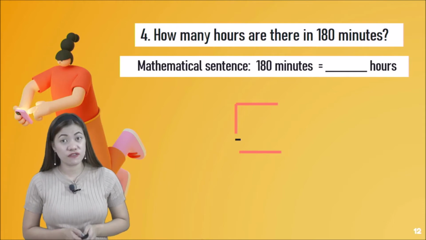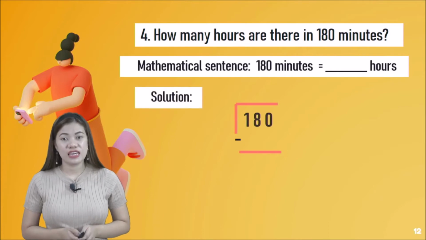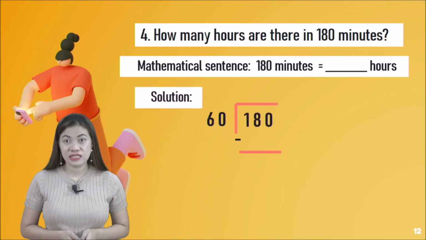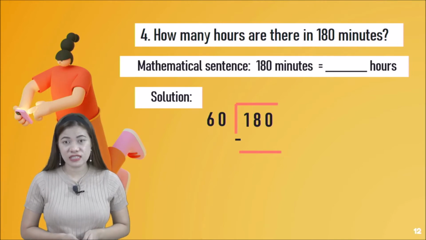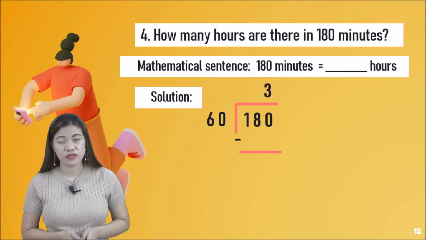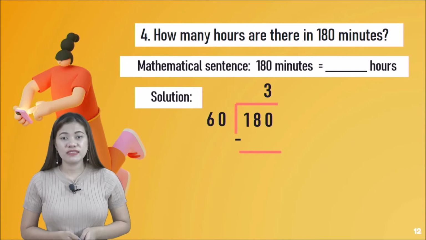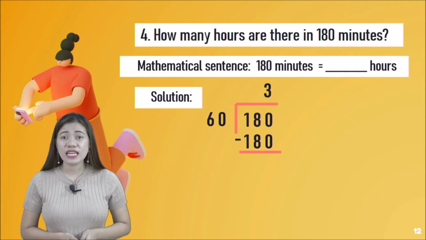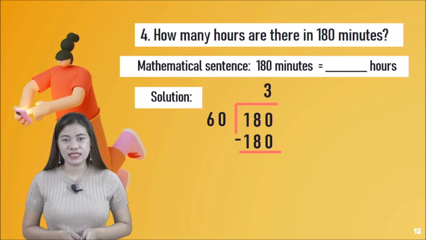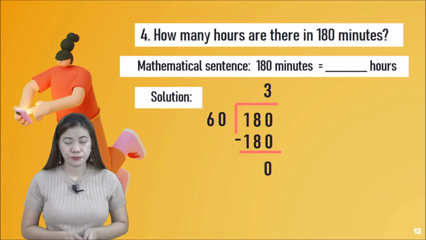So we will just divide 180 by 60 minutes, okay? 180 divided by 60 is equal to 3. So let's multiply. 3 times 60 is equal to 180. So 180 minus 180 is equal to 0.